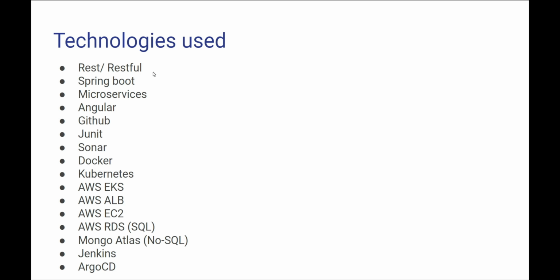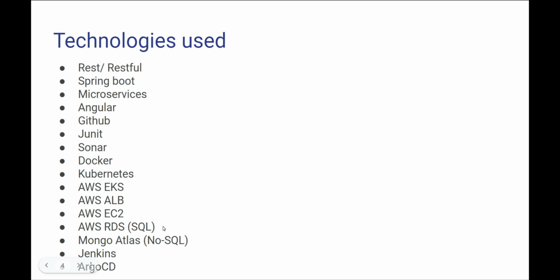The technologies that we have used are RESTful web services, Spring Boot and microservices for the backend, and Angular for the frontend. GitHub we have used as the version control system. Also, to make the code unit testable, we have used JUnit. We have used Sonar for code quality checks. Also, for containerization, we have used Docker and Kubernetes. And to deploy this whole application, we have used AWS and multiple services from AWS.